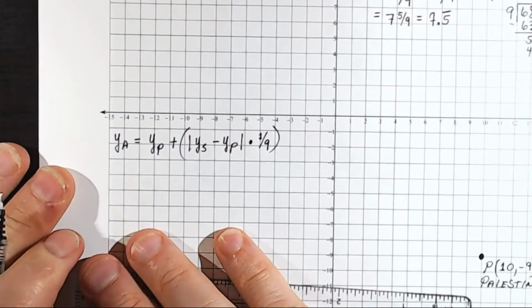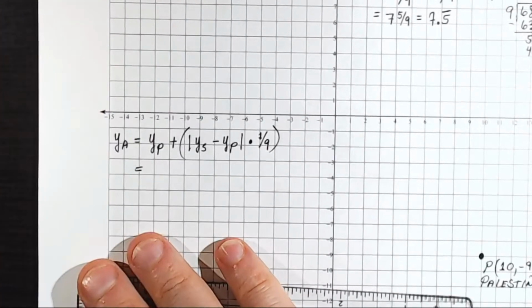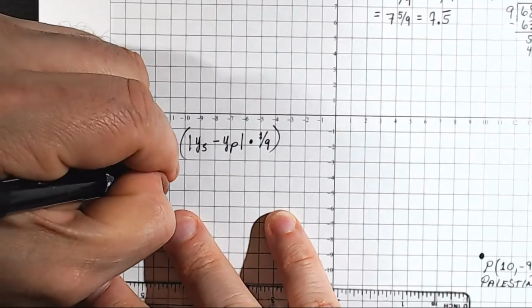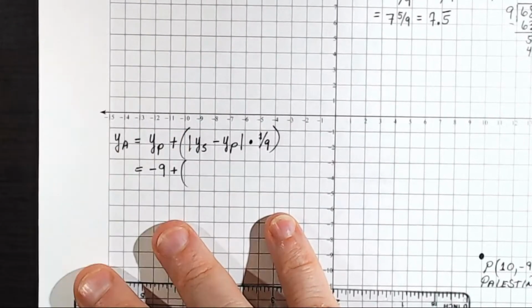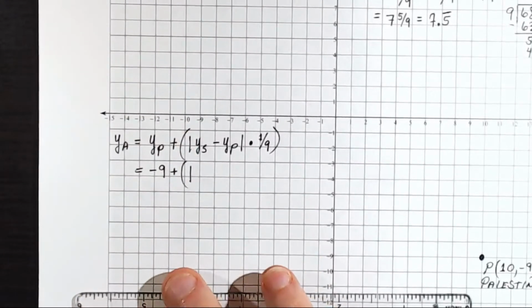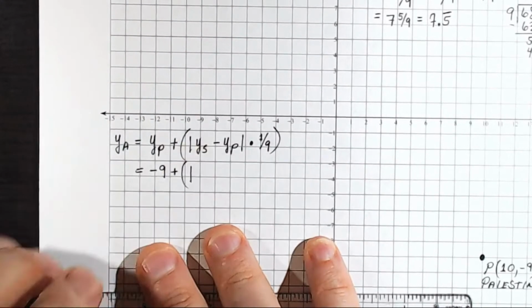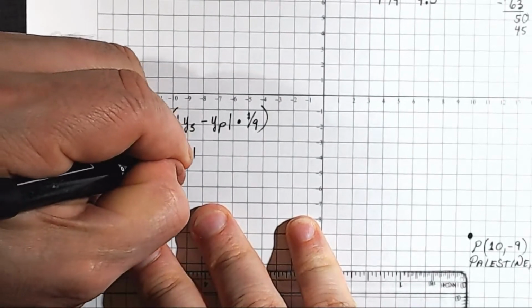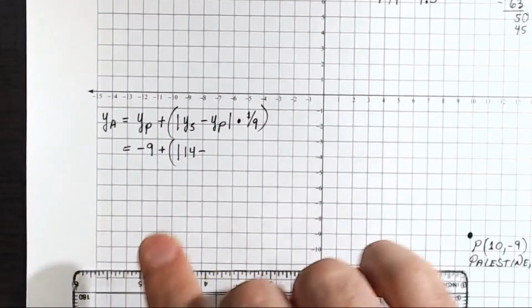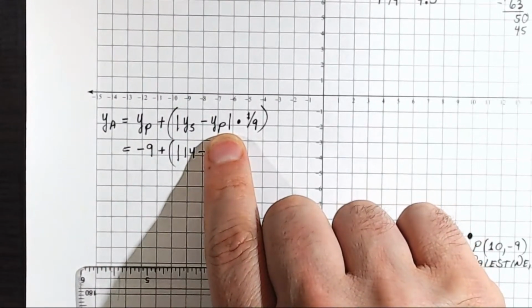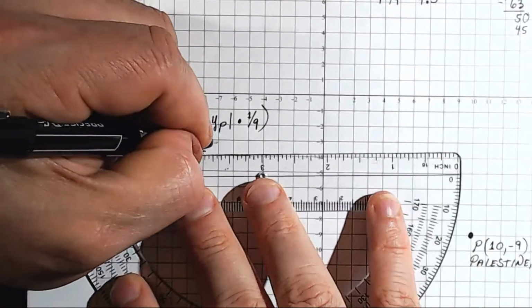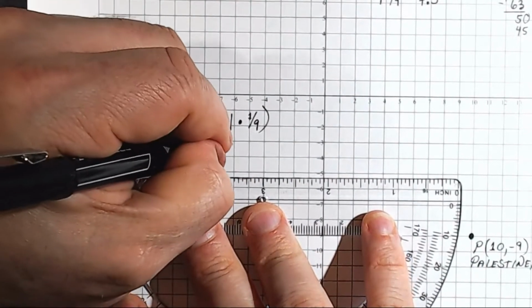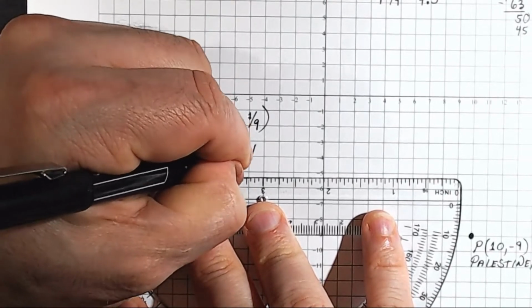All right. So now let's substitute in the values. Y sub p is -9. Okay, -9 plus open parentheses, open absolute value, and now y sub s. So that's San Francisco's y coordinate, 14. Positive 14 minus the y coordinate of Palestine, which was -9. So it's minus -9. So we've got a minus minus situation. We'll deal with that. Again, times 1/9.